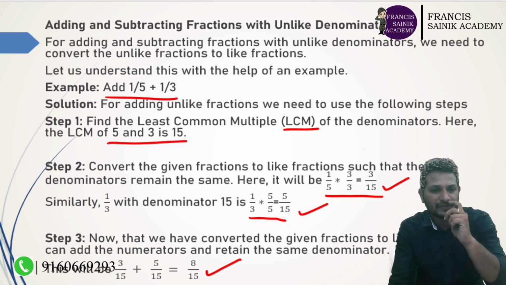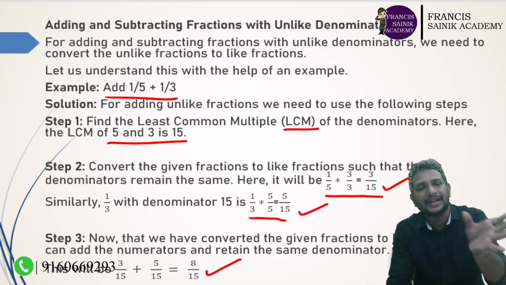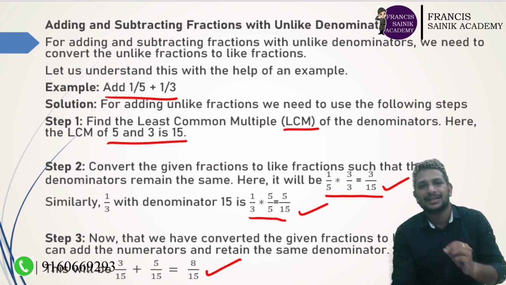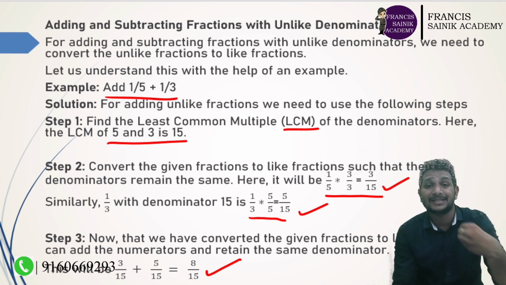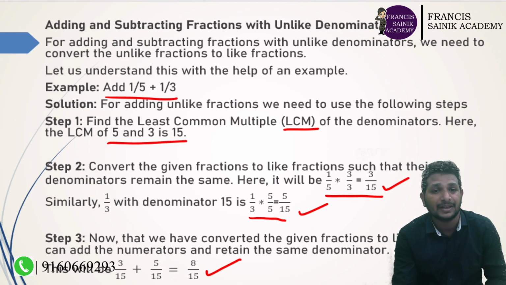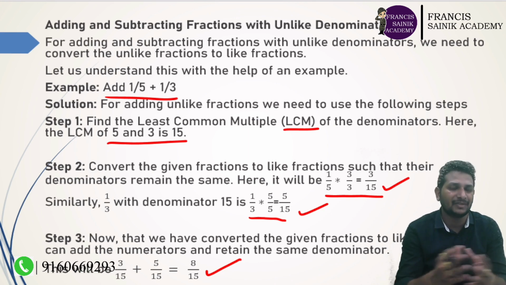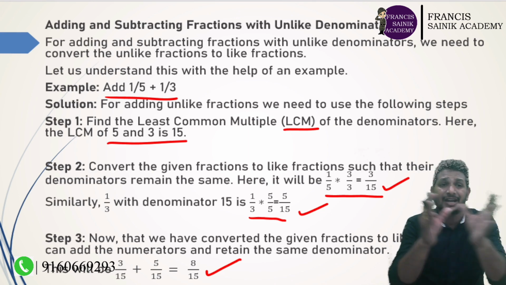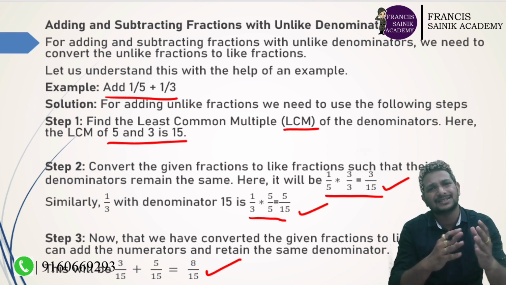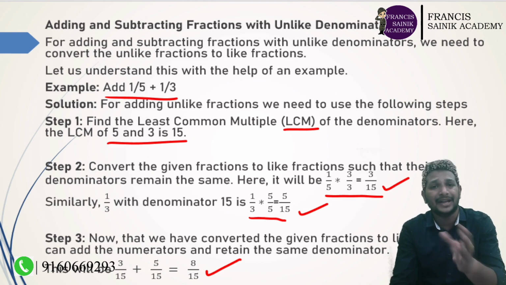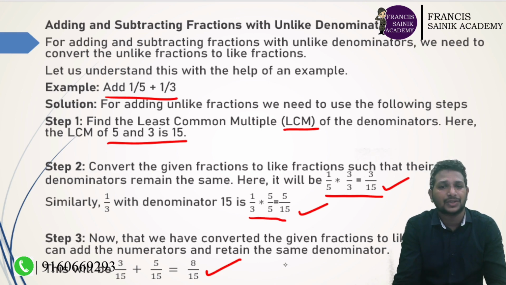After finding the LCM, we check the number given in the denominator, and how many times the LCM will be divided by that number, like 15. In the 5 table, it will be 3 times. That's why I multiplied 3 for both numerator and denominator. The same thing I applied for the other fraction. Then the unlike fractions are converted into like fractions. Once the like fractions are found, we do the addition or subtraction accordingly. This is the way we do it for unlike fractions.